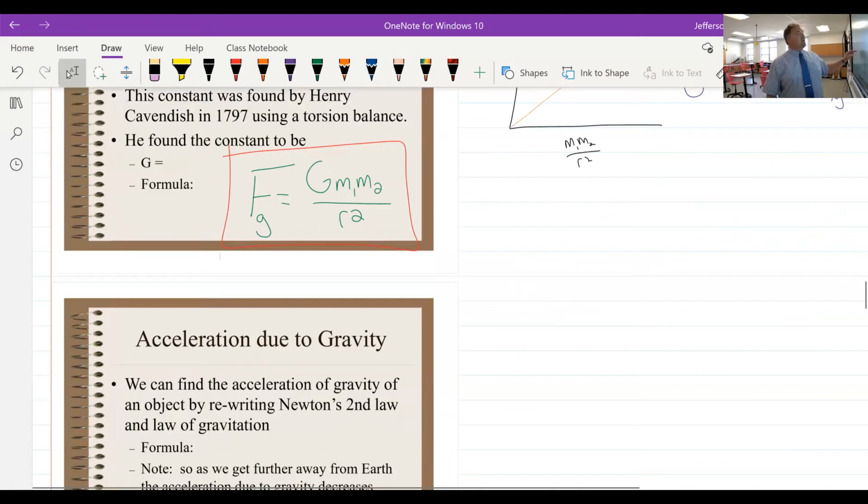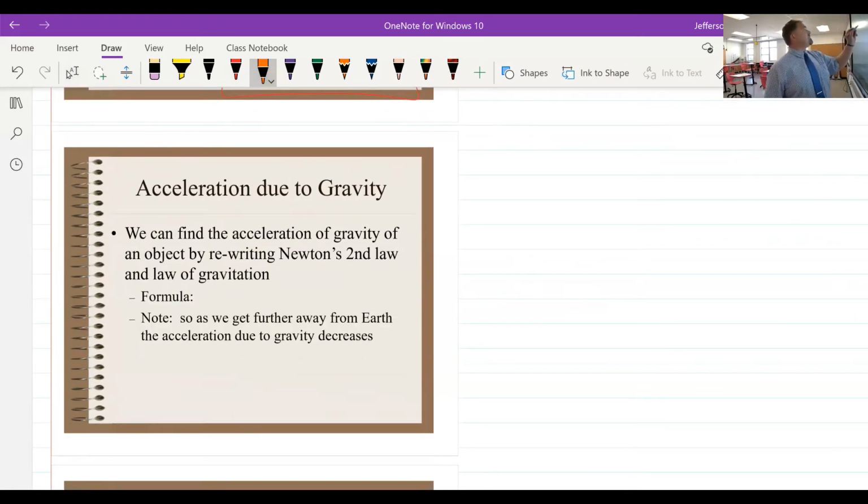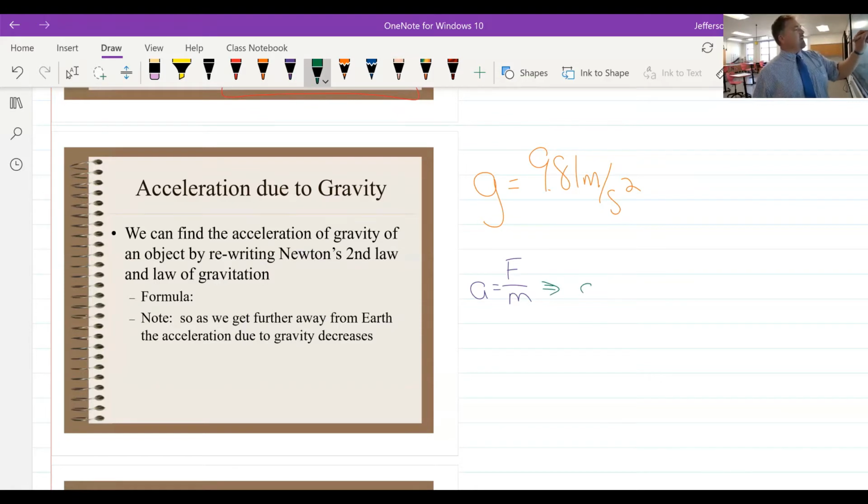Now, we've already spoken about the acceleration of gravity. We know that the acceleration of gravity here on Earth, g, is 9.81 meters per second squared. But remember from Newton's second law of motion that acceleration is equal to F over m. And so I'm going to rewrite this. I'm going to put it in green. This becomes that my acceleration of gravity is found by taking the force due to gravity and dividing it by the mass of the object, or big G m over r squared.